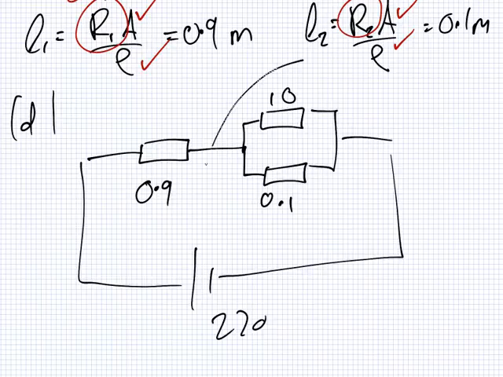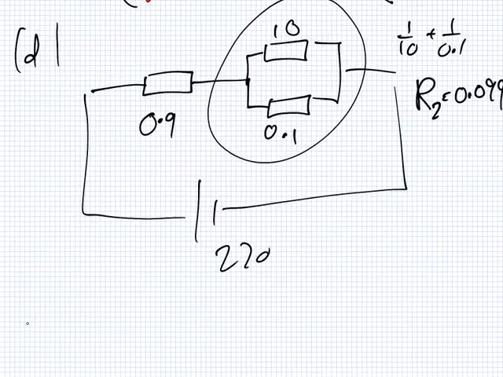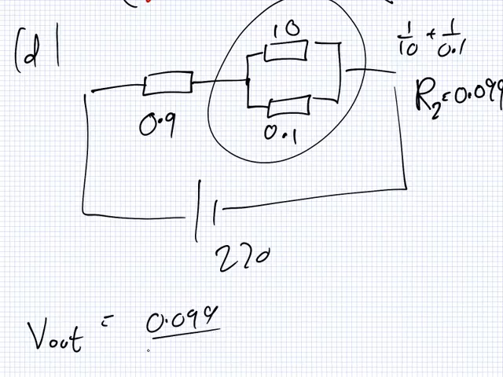So this together needs to be added: 1 over 10 plus 1 over 0.1. And then flip that around, and we get this new R2 is 0.099. Yeah, so now V out will be 0.099 over 0.9 plus 0.099.